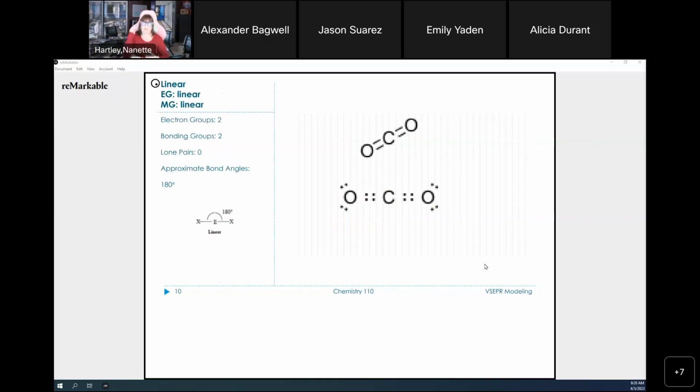So we start at the beginning of our table, and the first thing that we talk about is a linear structure. Remember, we consider our double bonds as single things. If I look at this molecule with carbon right here and the two oxygens on either side, I have two bonds, given that the double doesn't matter. So I have two groups around that carbon. They're both bonding. There are no lone pairs. So the approximate bond angle is 180 degrees, and this is called linear.